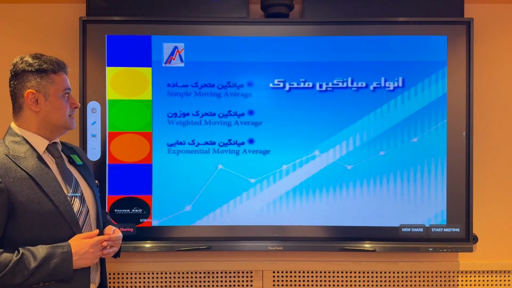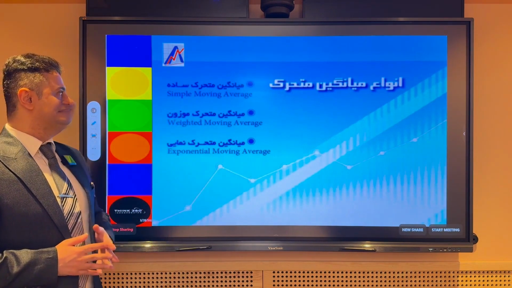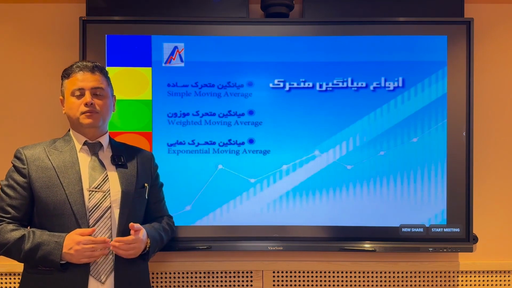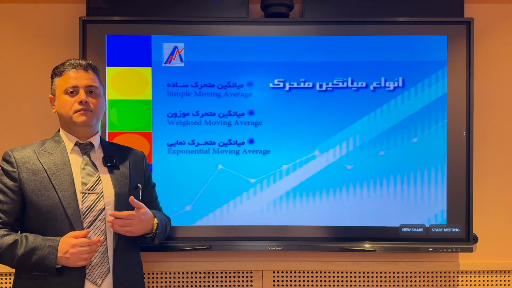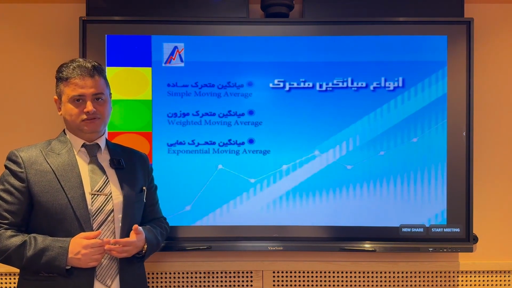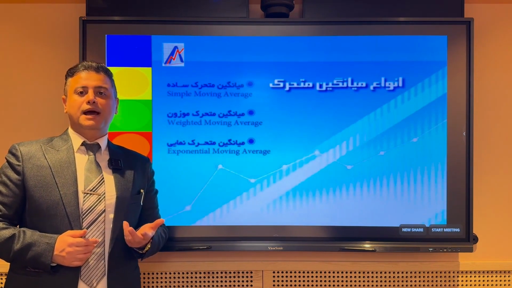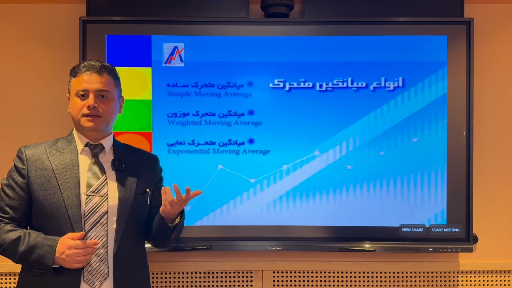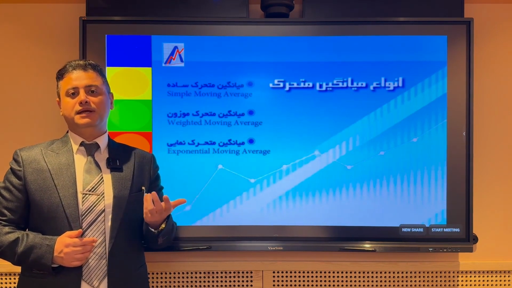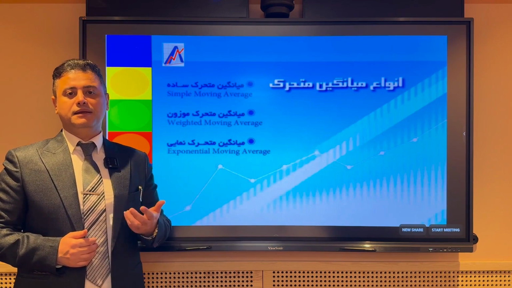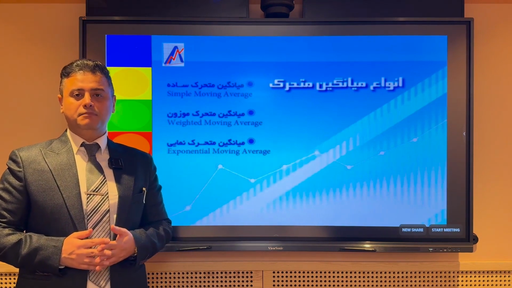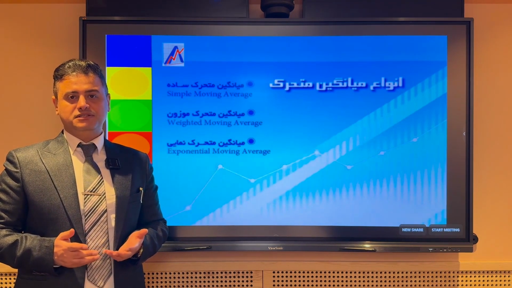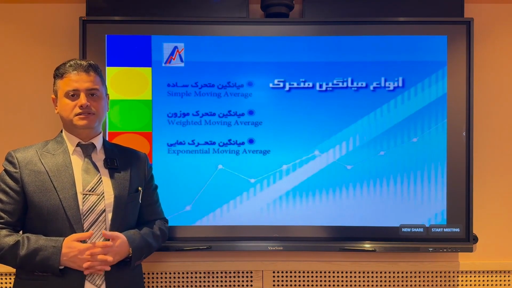Well, the simple moving average, as its name suggests, is a simple moving average. A moving average, or in other words, a simple moving average is essentially like calculating a simple average. For example, you can easily add several numbers together and then divide them by their count. And in this way, you obtain a very simple average or a very simple mean.